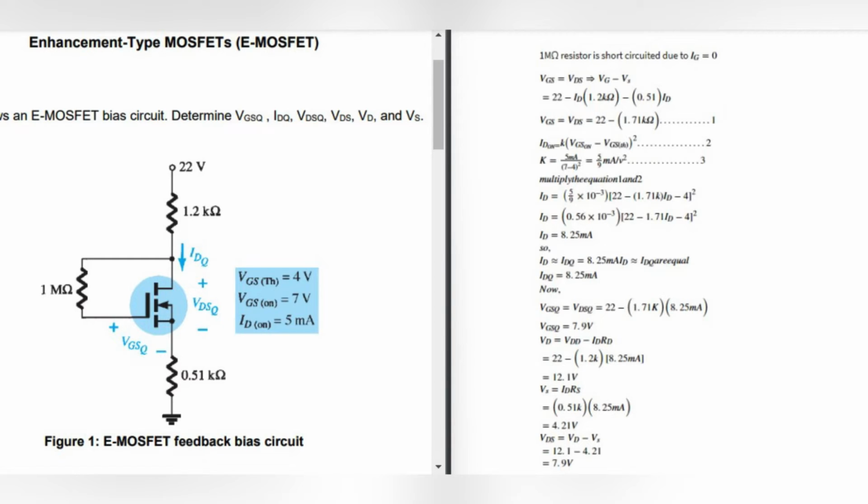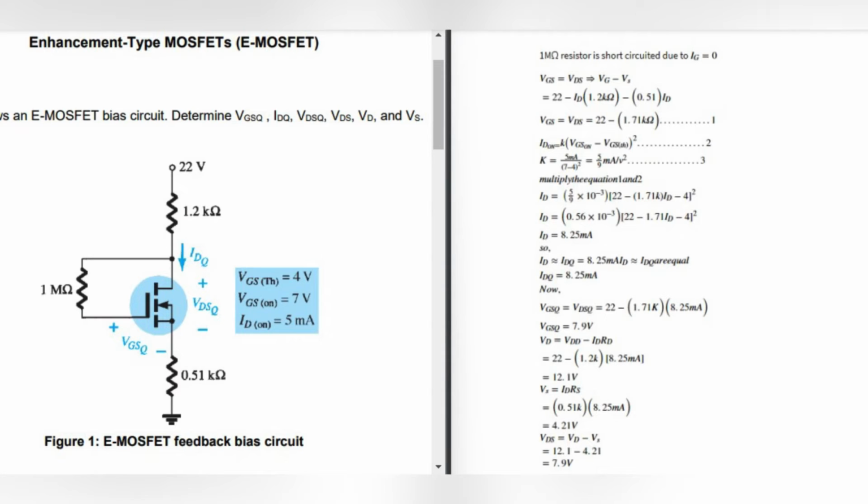And then for now, VGSQ is equal to VDSQ, which means 22 minus 1.71 K times 8.25 milliamp. We just multiply with the value that we got from above. So the answer for VGSQ is 7.9 volt. As you know, VD is equal to VDD minus ID times RD. So we just substitute the value: 22 minus 1.2 K times 8.25 milliamp. So the final answer is 12.1 V.